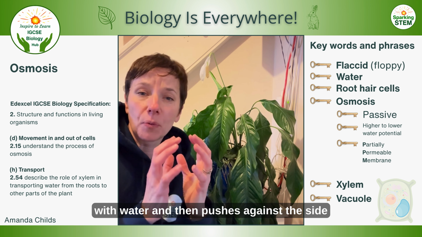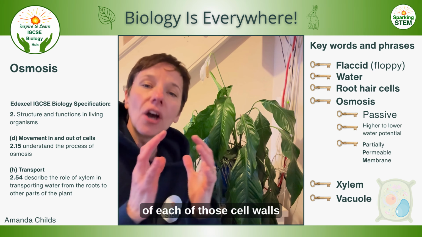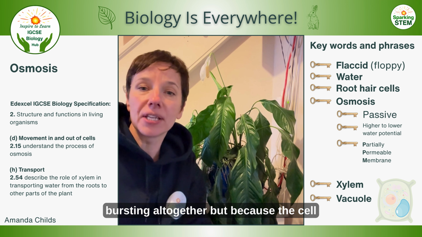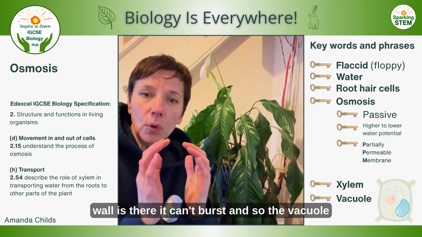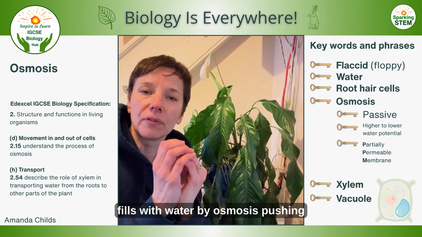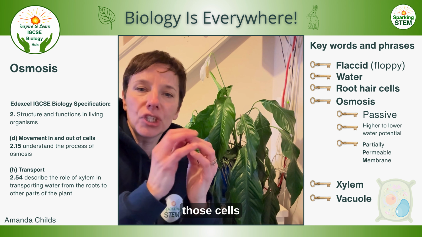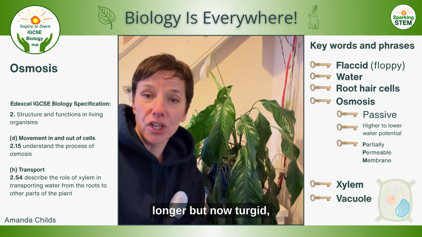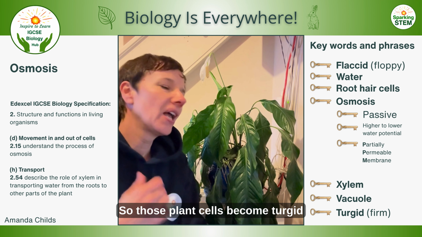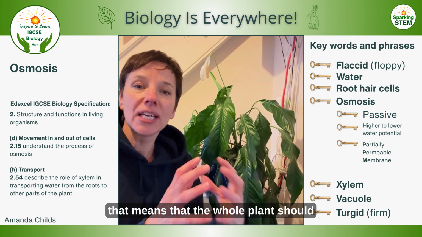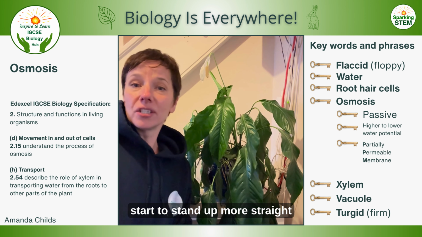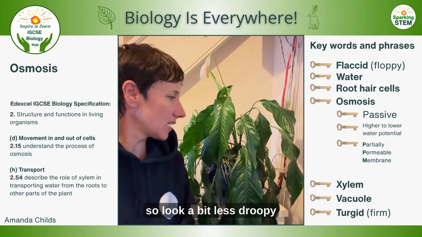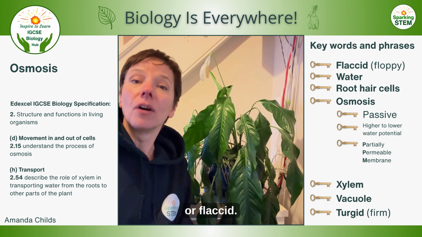The vacuole fills with water and then pushes against the side of each of those cell walls, and it's the cell wall that stops it from bursting altogether. Because the cell wall is there, it can't burst, and so the vacuole fills with water by osmosis, pushing those cells outwards, making them not flaccid any longer, but now turgid, the word we use for firm. So those plant cells become turgid. That means that the whole plant should start to stand up more straight, become more firm or turgid, and so look a bit less droopy or flaccid.